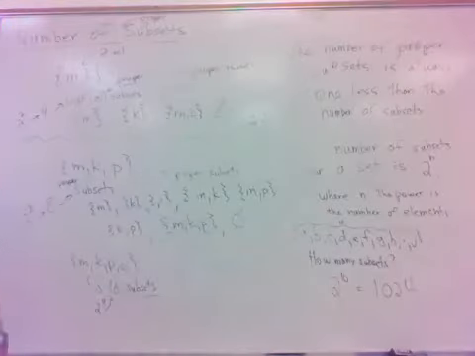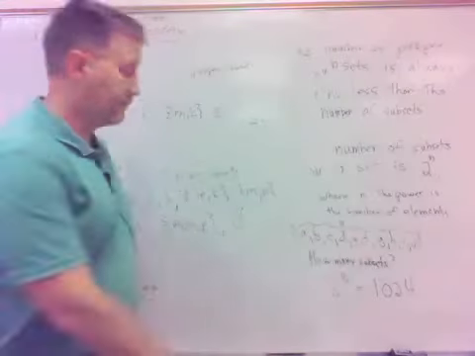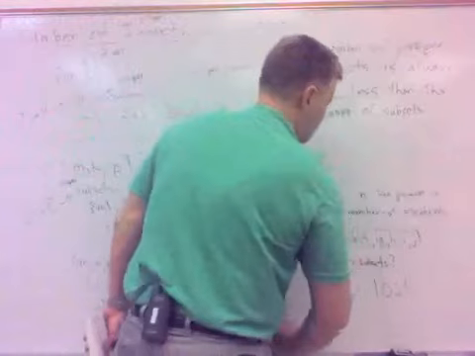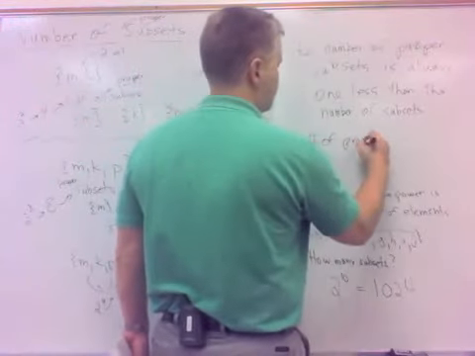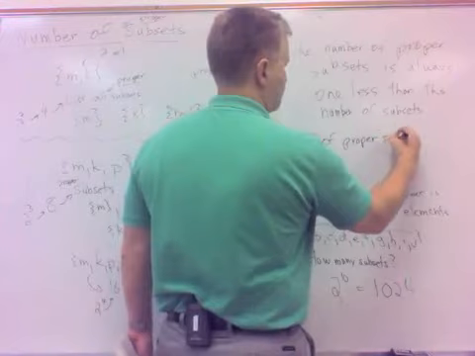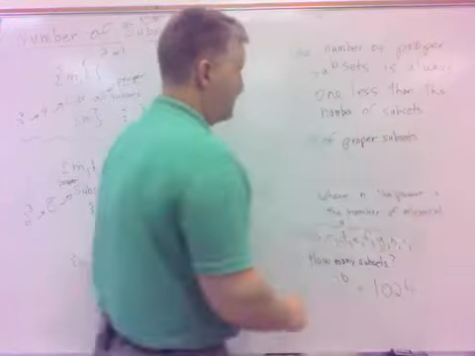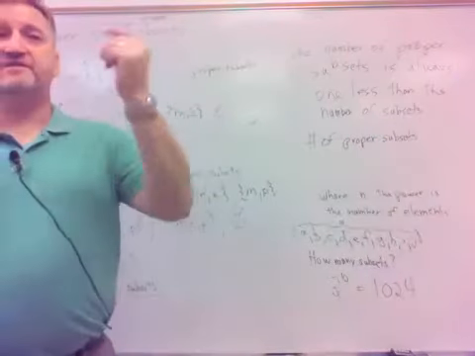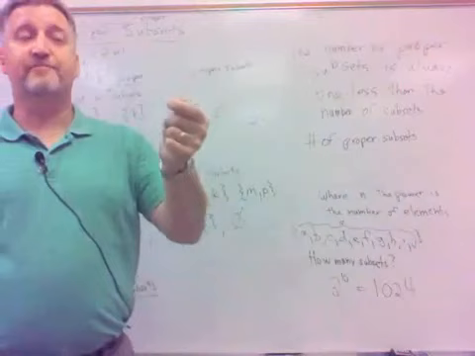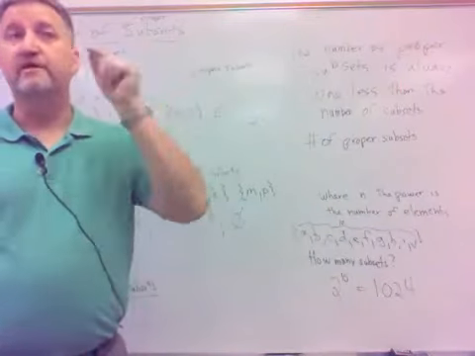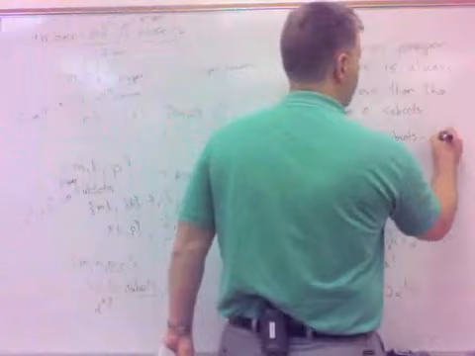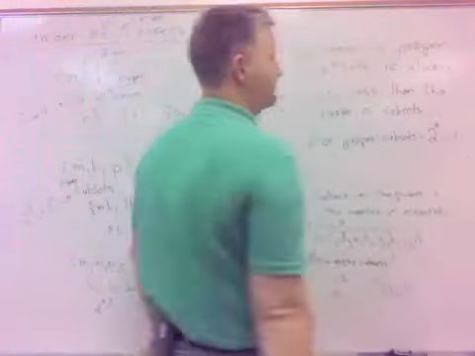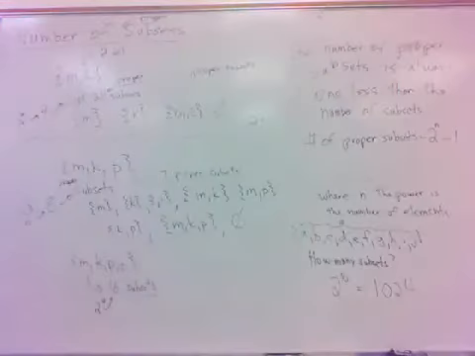If we wanted to write it in a little formula here, the number of subsets is 2 to the n, so the number of proper subsets would be 2 to the n minus 1. If you want to use a formula. Right? Make sense?